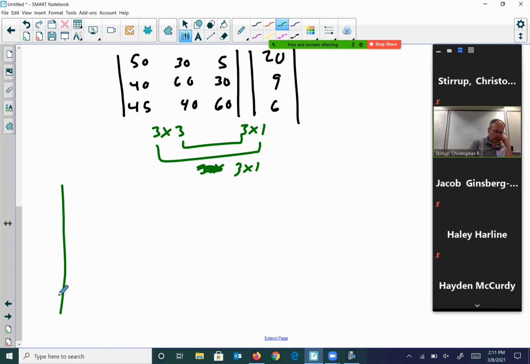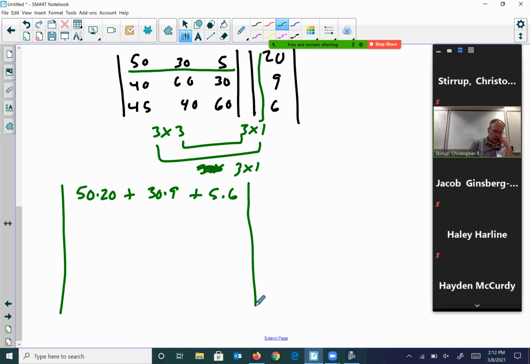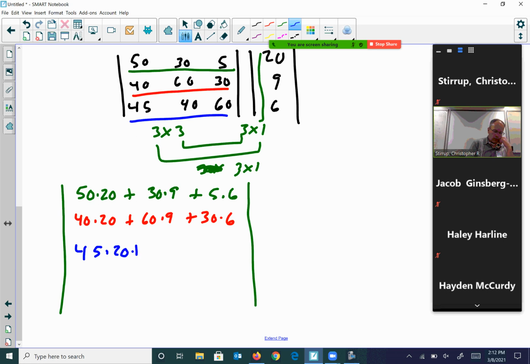Well, I'm going to do this. I'm going to take this whole row times this whole column. So I'm going to go 50 times 20 plus 30 times 9 plus 5 times 6. And then I'm going to do the next one. 40 times 20 plus 60 times 9 plus 30 times 6. And I'm going to take my last one. I'm going to go 45 times 20 plus 40 times 9 plus 60 times 6. And if we do the math, I think we could handle that okay. And then realize our answer, we have to add three decimal places too.